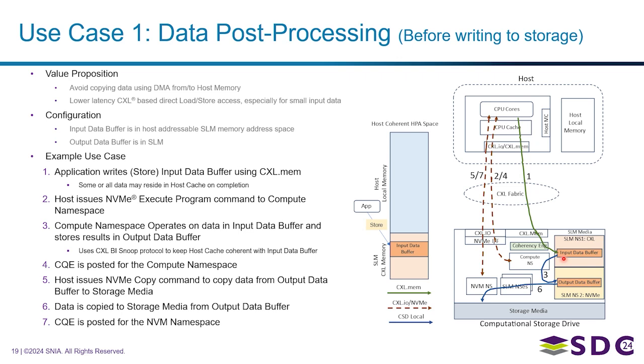All right, so when the host is done, it issues an NVMe execute program command to the compute namespace in the drive. That's this arrow 2 coming into our compute namespace.